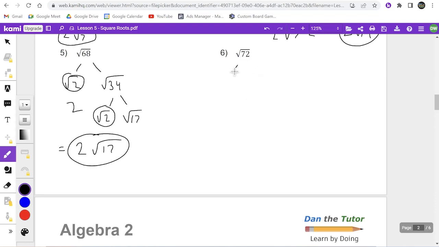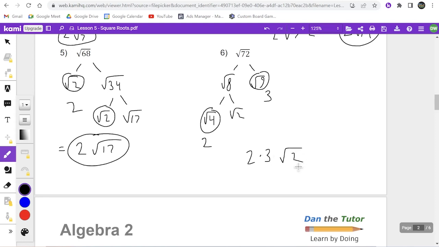So root 72 is going to be root 8 times root 9. Root 9 we know is a perfect square. That's going to be 3. And then root 8 can further break down to root 4 and root 2. Root 4 we know is a perfect square. That's 2. So it looks like we have a 2 outside the square root, 3 outside the square root, and a root 2 still inside the square root. So that means the final answer is going to be 2 times 3 times root 2. And 2 times 3 is 6. So 6 root 2 is our final answer.